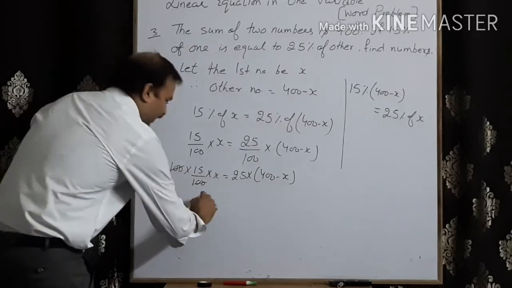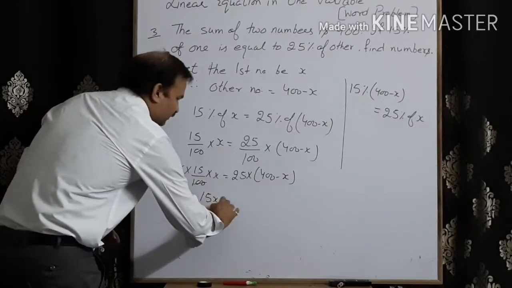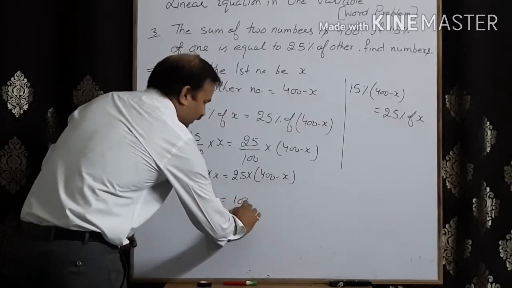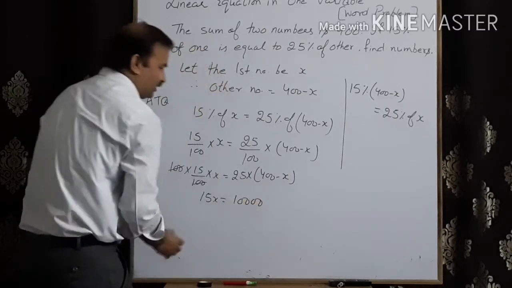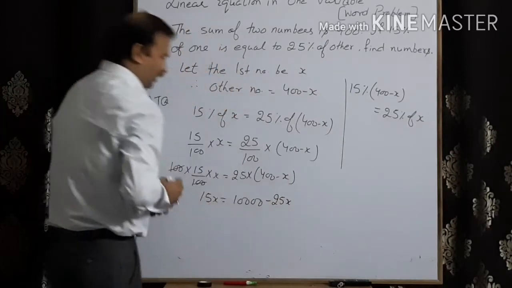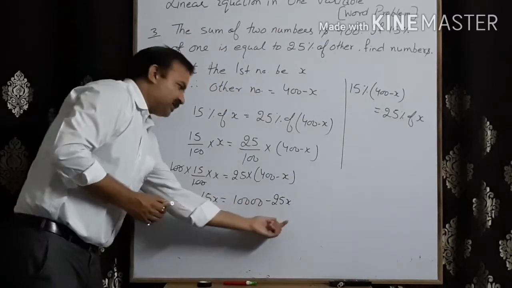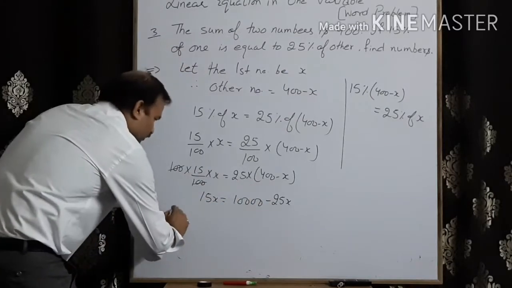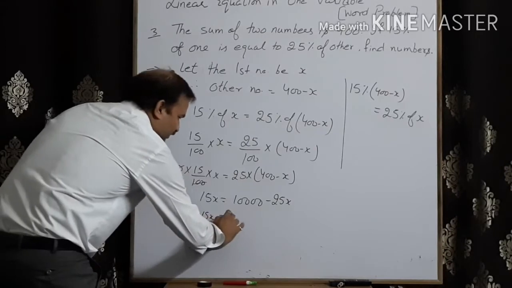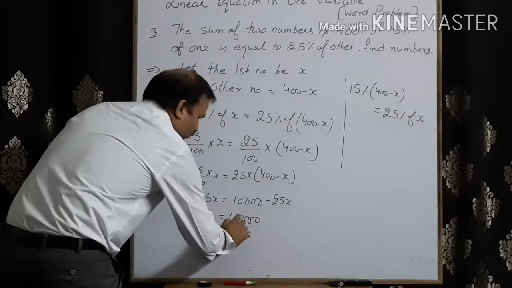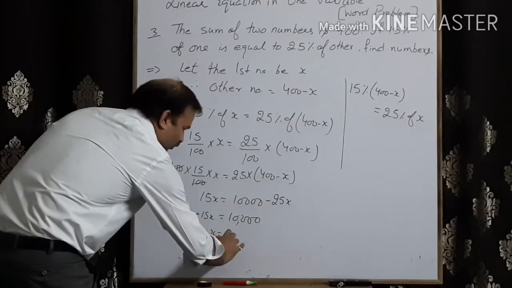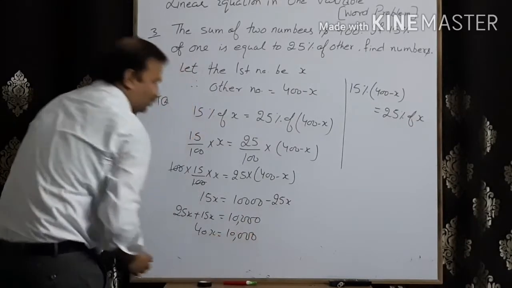So 15 multiplied by x is 15x. Now 25 multiplied by 400: 25 fours are 100, and 00 will remain as it is, and this will become minus 25x. Now 25x will shift to the left-hand side. So this will become 25x plus 15x is equal to 10,000. So 40x is equal to 10,000.